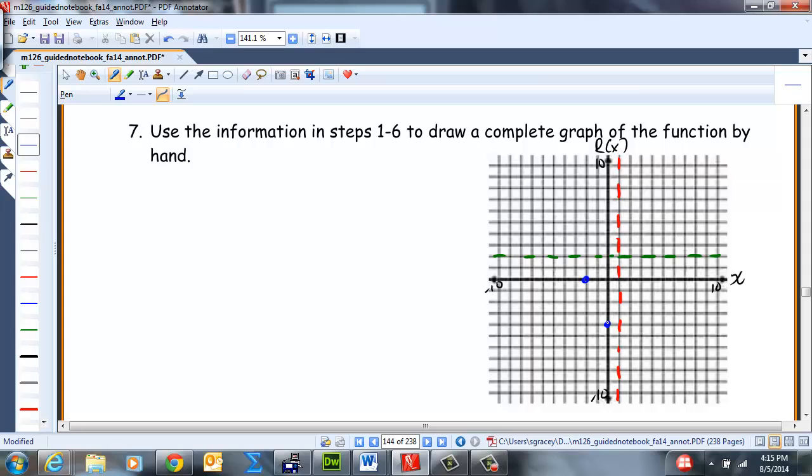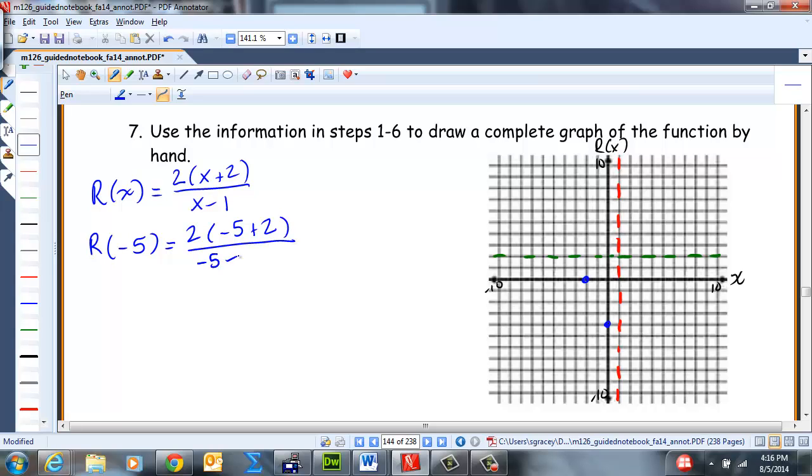So let's get a few more ordered pairs, right? So I think we have a pretty good feel for what's going to happen on that bottom left part of the graph. But just to make sure, let me rewrite r of x, which was 2 times x plus 2 over x minus 1. So r evaluated at, let's do negative, I don't know, how about -5, will be 2 times -5 plus 2 over -5 minus 1. So that will be -5 plus 2 is -3. So we'll get -6 over -6, which is -1.